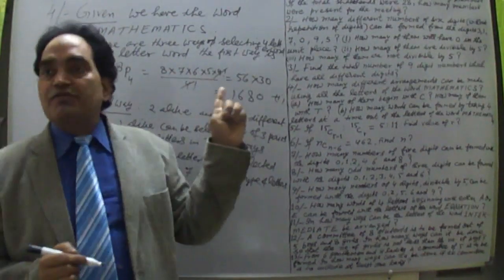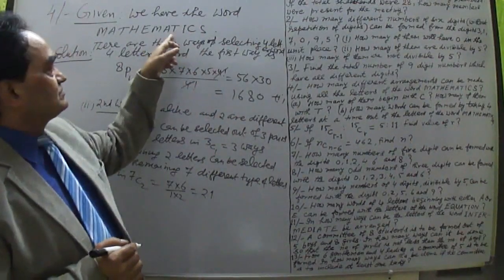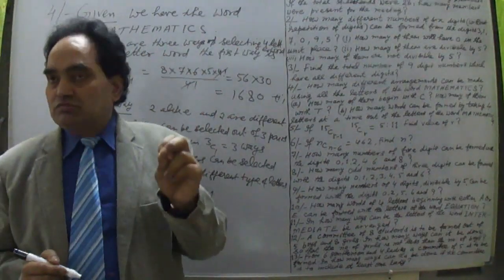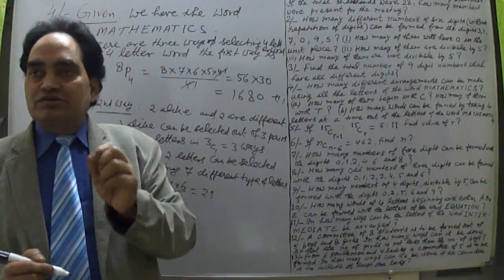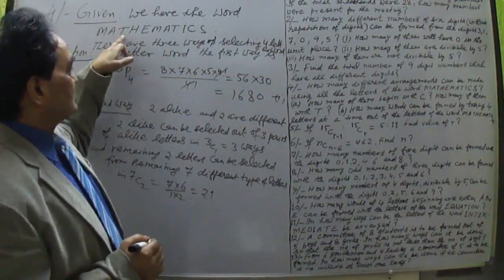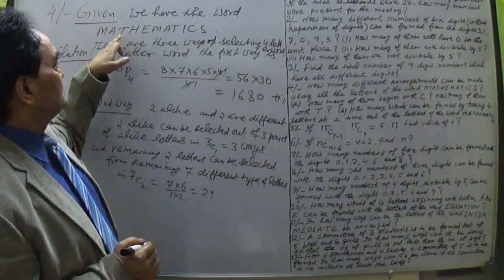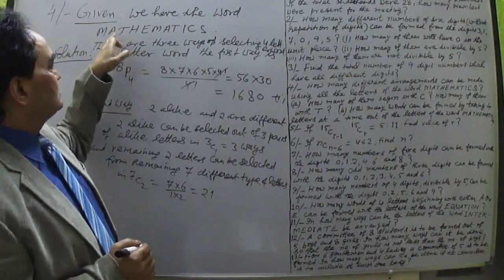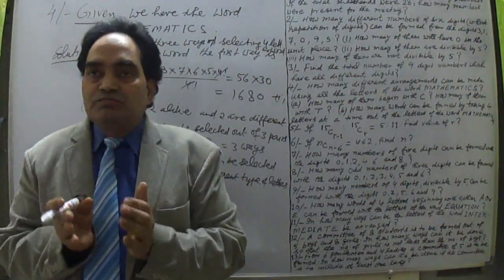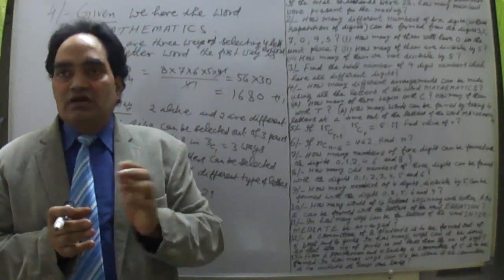There are total 11 letters in the word mathematics, but 3 pairs are alike. For example, M is coming 2 times, T is coming 2 times, A is coming 2 times. So 3 pairs of these letters are coming 2 times, which means they are alike.